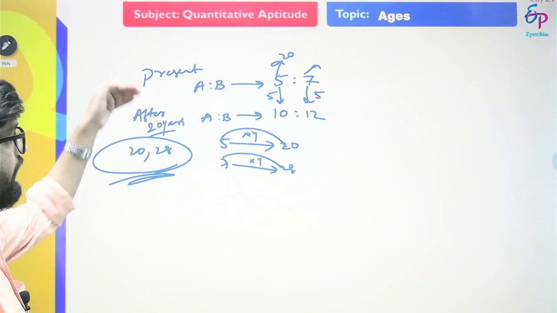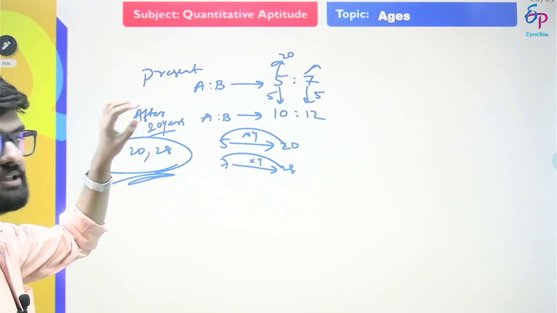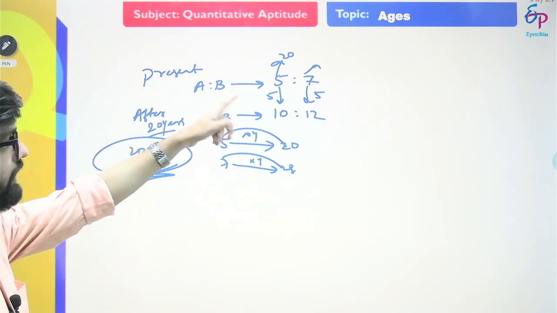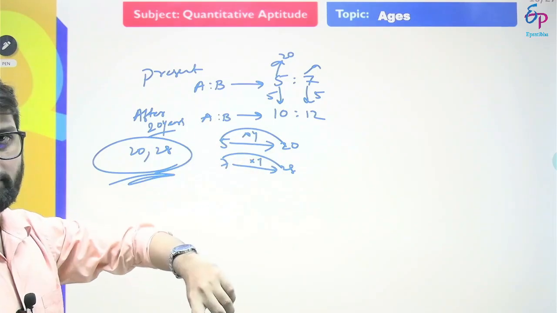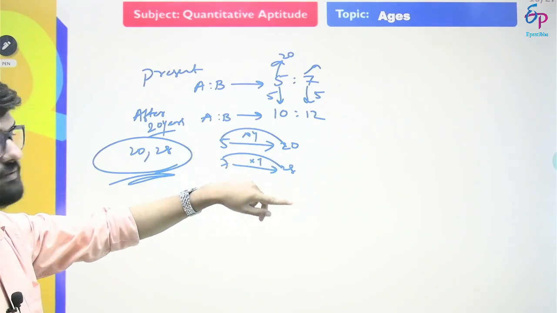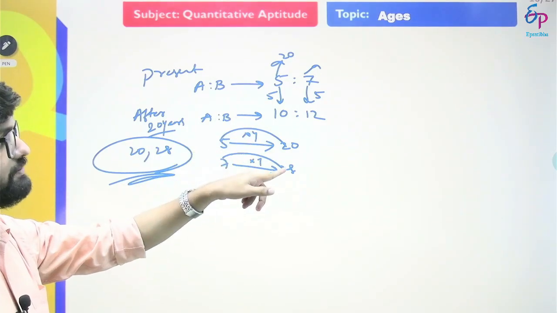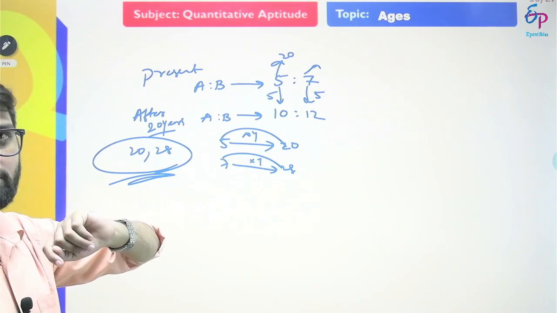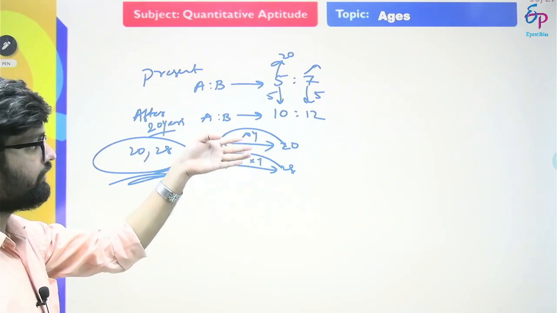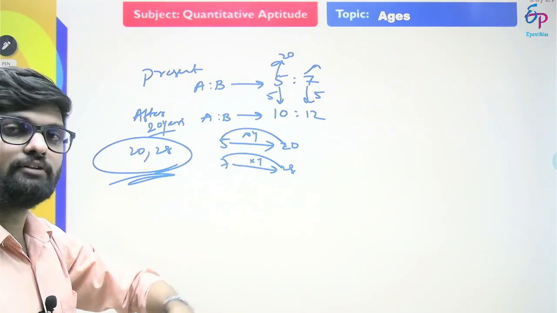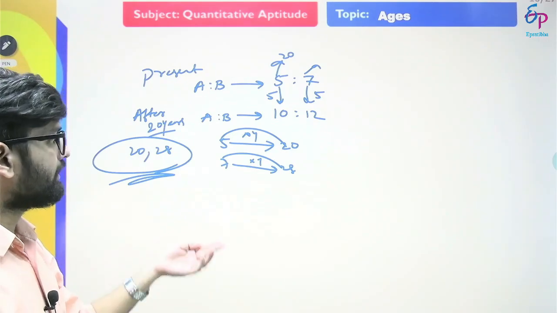So present and after 20 years. Present ages are in the ratio 5 is to 7. You can take 5x and 7x, and then 5x plus 5, 7x plus 5. That ratio you can equate to 10 is to 12, get the x value, and then get the 5x value and the 7x value. But that is a lengthy method.